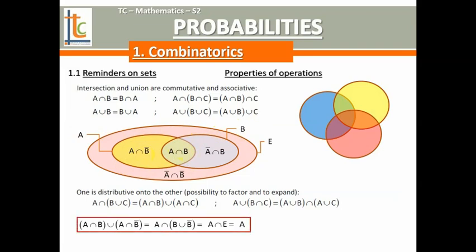So this formula is very, very important for us for the following, and it has a definition. We can say that A inter B and A inter B bar are a partition of A. So the term partition is defined this way. A partition is a division of a set into parts that are separate, that have no common element. And if you group these parts, you are building the whole set. It's a partition of A.